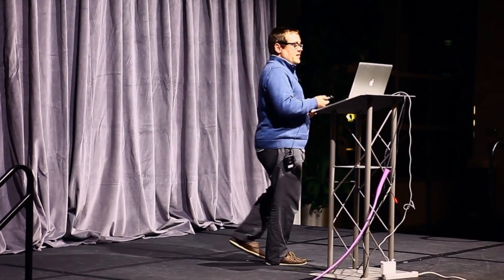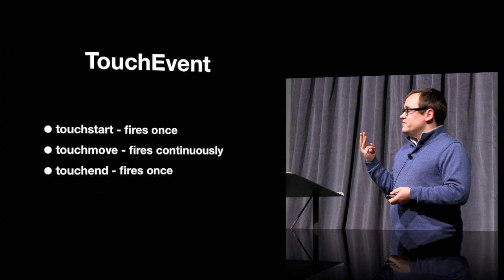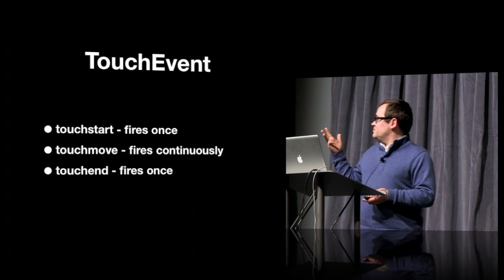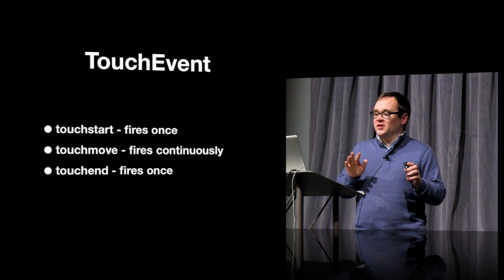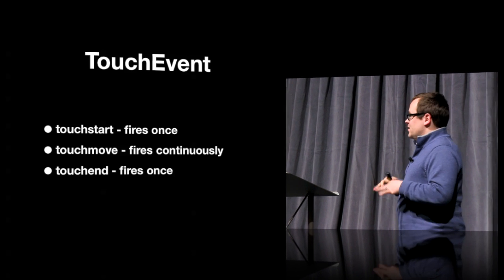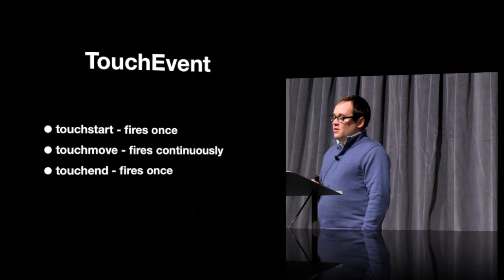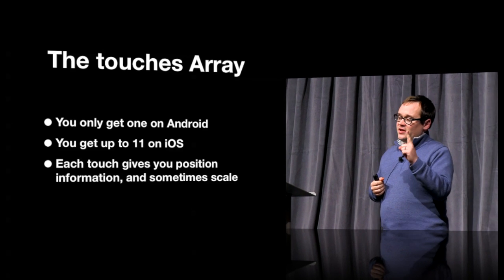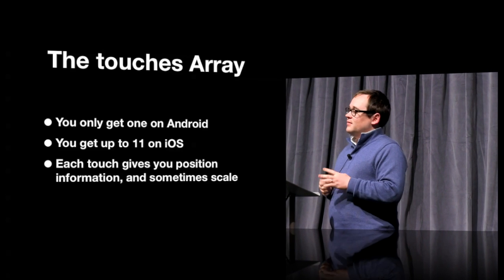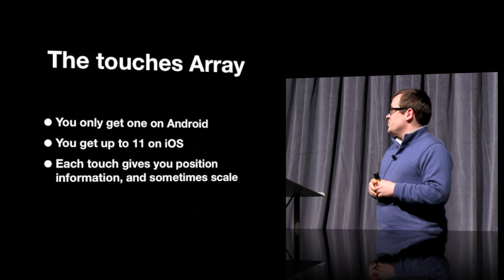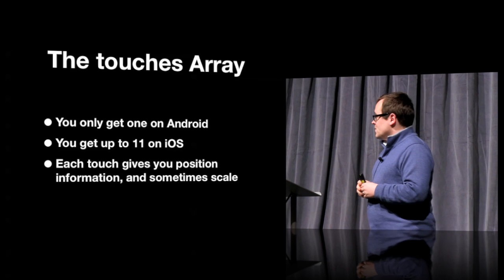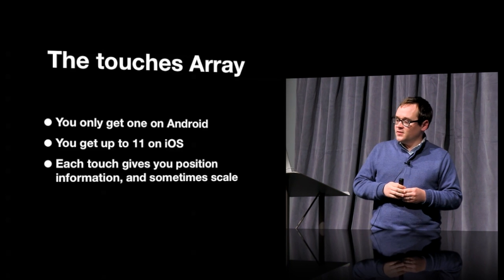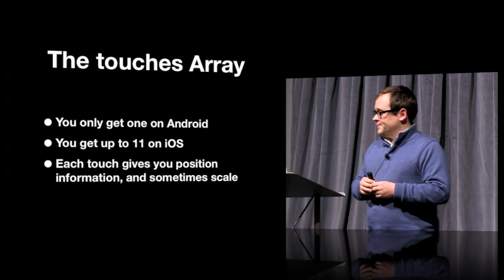So on a web page, how do we handle it? We get three big events: touch start, touch move, touch end. Touch start fires once, touch end fires once. This is really all you need to do almost every possible interaction or gesture. On iOS, you get the touches array. It's the same in Android, but you only get one touch. Ice cream sandwich theoretically has more, but I haven't actually seen it in action yet. On iOS, you get 11 touch points. I'm not sure what the 11th is for, but you get it.